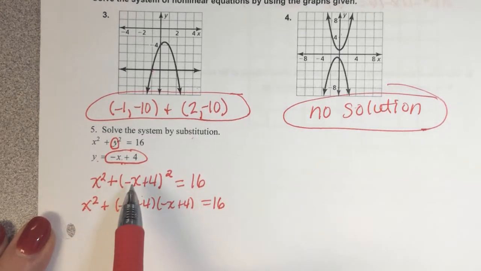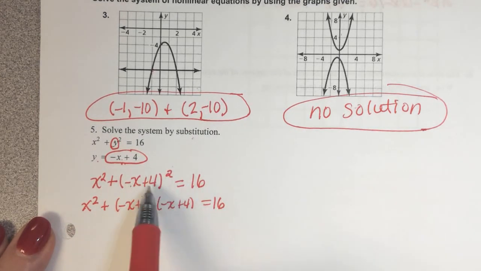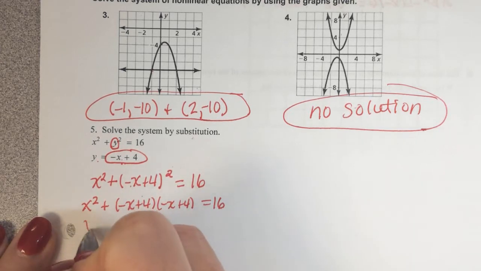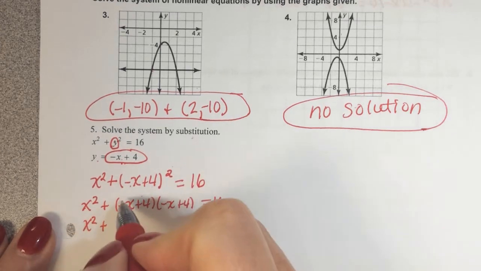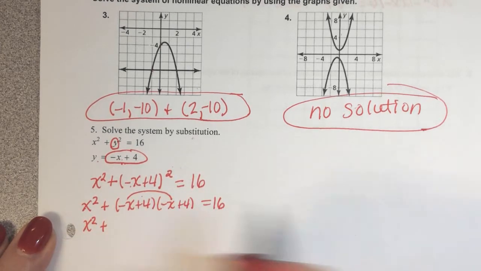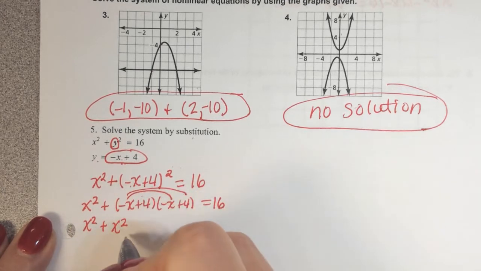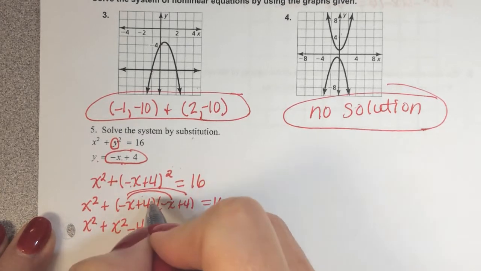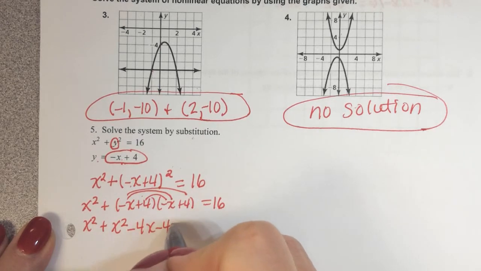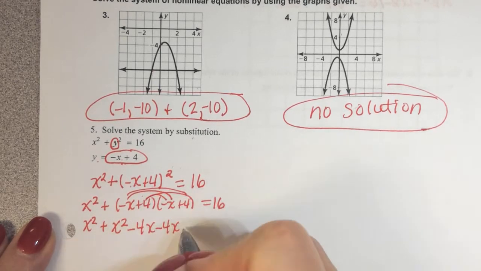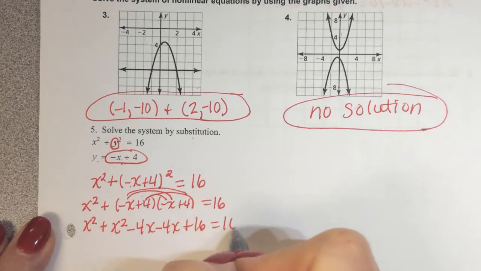But here's what people would do. They would just do negative x squared and 4 squared. You can't do that. You have to write it out as a binomial. So we're going to have x squared plus, what's negative x times negative x? Positive x squared. Then I'm going to do my outers, negative 4x. My inners are negative 4x. Last times last is 16 equals 16.